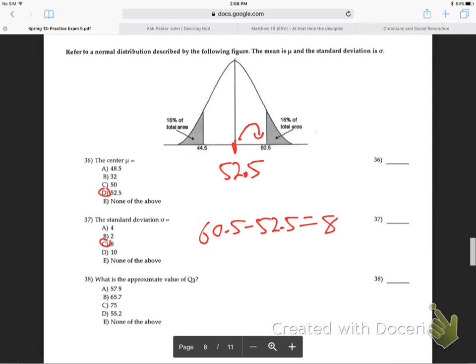Is that good? Are we good with that? Everybody good with that? Standard deviation is the jump from line to line. So I just subtracted 60.5 minus 52.5 to find out how far. Now, I have a more tricky question, which is going to push you harder in just a minute.